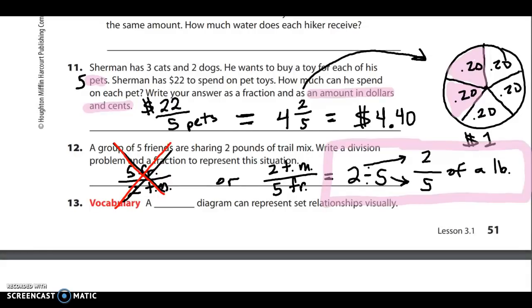All right, vocabulary question number 13. A blank diagram can represent sets visually. That is a Venn diagram. Change back to black. And Venn is a capital V because it's the name of a person who invented it. A Venn diagram. Okay, we are done with page 51. Great job.